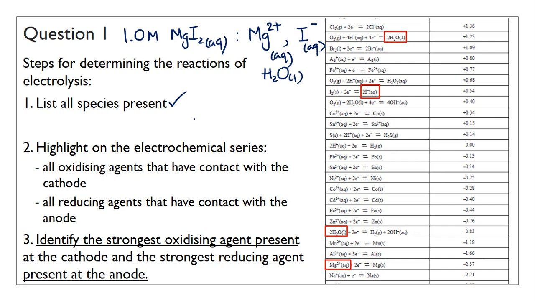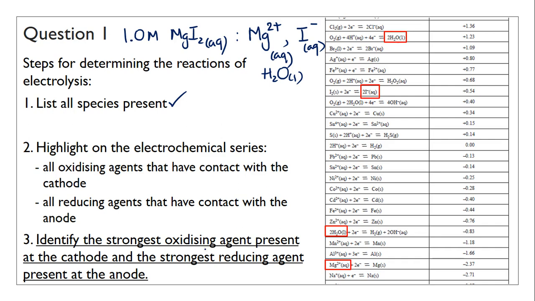Okay, so magnesium 2 plus, please do not highlight Mg solid, just highlight the species present. So Mg2 plus is here. There is a water here, and then there's iodide ions, and then there's a water here. Okay, so I've highlighted everything.